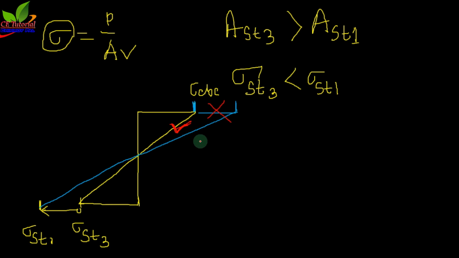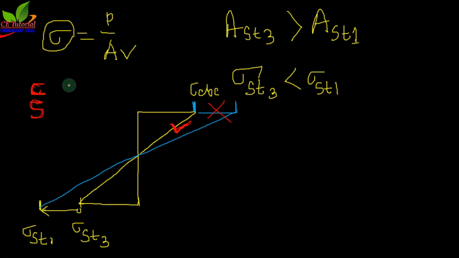Now what is the failure position? The failure position is this line, because previously I have told you that when concrete or steel, one of them reaches the ultimate stress, then we can say the member has failed.